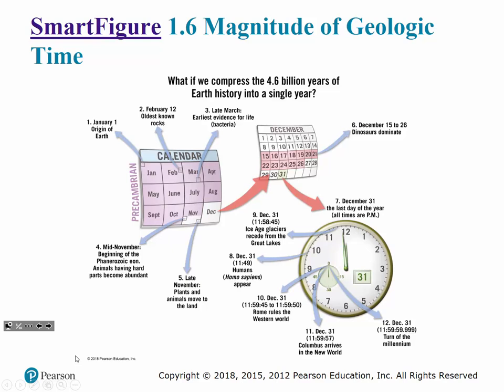Okay, you get to February 12th. Okay, the oldest known rocks would be formed. You get into late March. That's where the first bacteria, the first evidence of life came to be. And then you notice April, May, June, July, August, not a lot going on during that period.